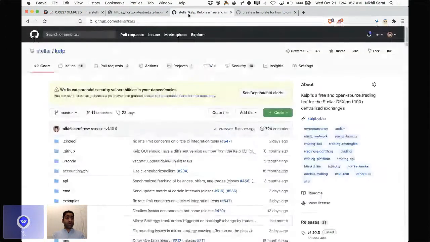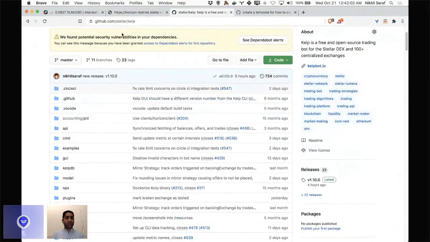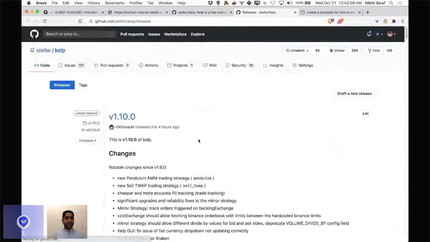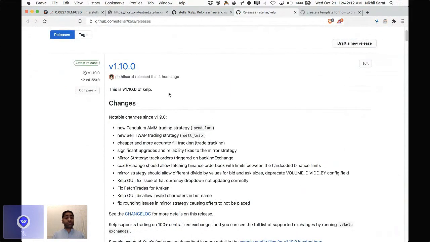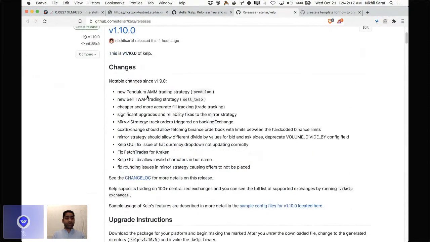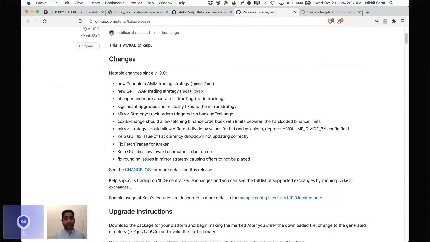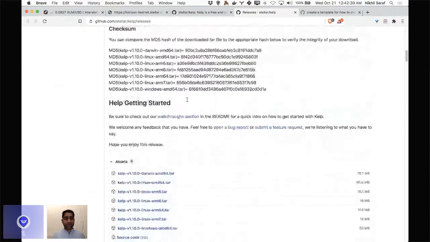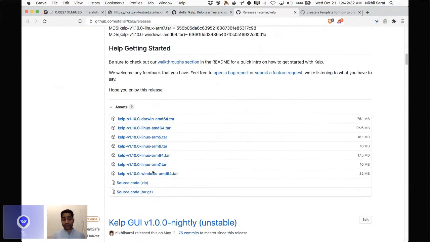Let's go into the GitHub page, which is where you can get the Kelp bot. When you go to github.com/stellarkelp, there's a releases tab. This is what you can use to download Kelp. In fact, we just did a release of v1.10.0 today. We introduced a new trading strategy, new trading templates like the pendulum template and the sell TWAP template, which we'll talk about. And you can access it for all the platforms that we discussed.